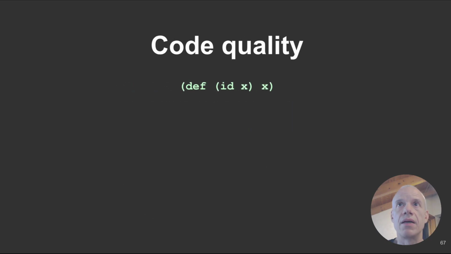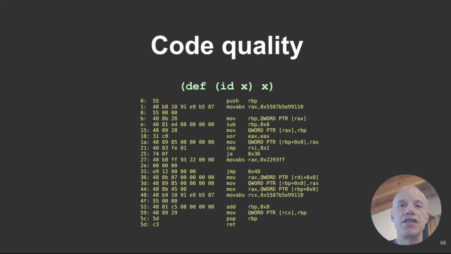Now there are a few bad things I have to say about this system. The first is code quality. You can see here a very simple function, an identity function. I use this syntax that is closer to Scheme than to Common Lisp, but it is basically defining a function named ID that takes a parameter x and just returns the parameter. And this is the machine code that is generated. And so, yeah, it sucks a lot.